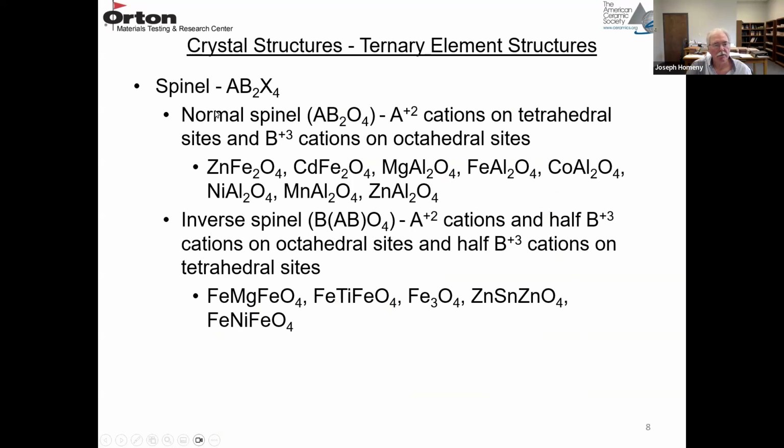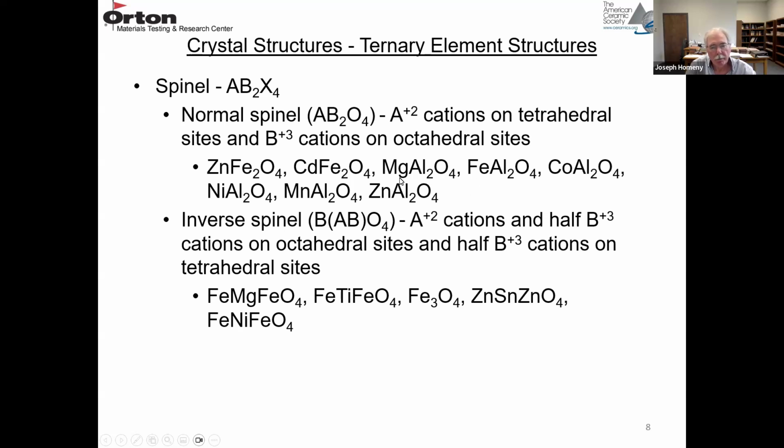So there's 2 types of spinels. The normal spinel, we just described, AB2O4. The A+2 cations are in the tetrahedral sites, and the B+3 cations are in the octahedral sites. So these are our different examples.